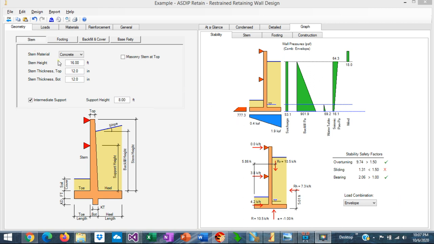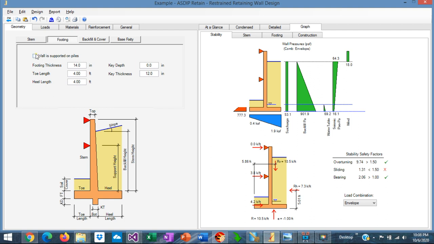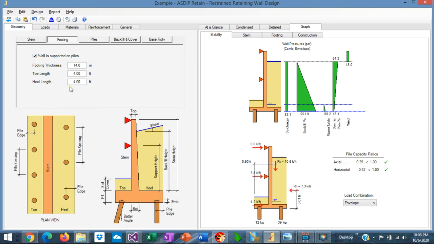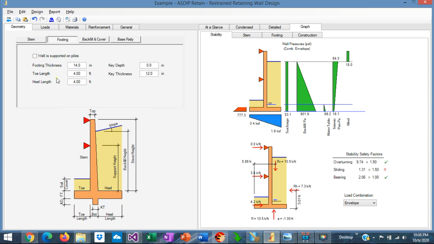In this example, this is a wall 16 feet high. I have specified an intermediate support at a support height of 8 feet. So we have a top support and we have an intermediate support. If the retaining wall is supported on piles, just click on this checkbox and the program supports this condition. But in this case, we're going to use it without piles because that's the usual case in basement walls. So I have specified a toe of 4 feet and a heel of 4 feet as well.